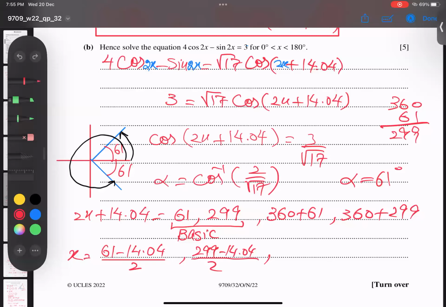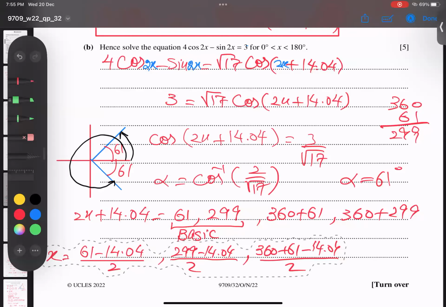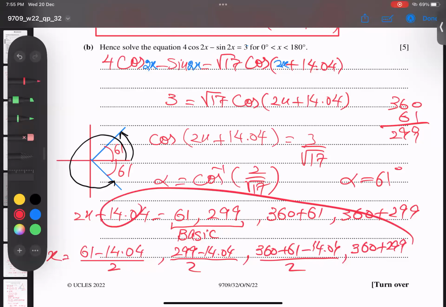So let's go to the third answer: 360 plus 61, minus 14.04 and divided by 2. And let's go to the last answer, and then I will check which comes in range and which does not. 360 plus 299, minus 14.04 and divided by 2. So let me find all the answers one by one.